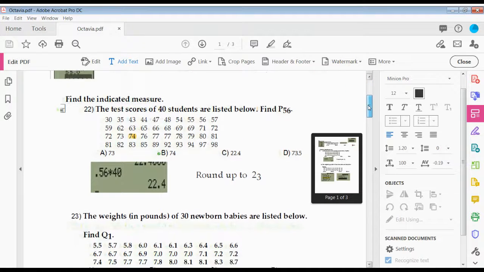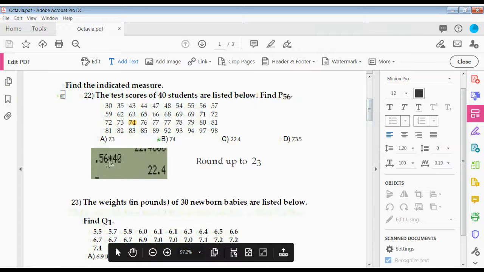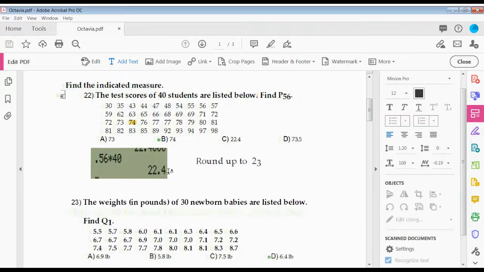Same idea. Number 2, you got 40 students. Find a value that's the percentile 56. All right, so 56 over 100 is 0.56. You multiply times the numbers you have, 40 numbers, and it comes out to be 22.4. The flow chart says whatever the decimal is, you always round up. You round 22.4 up to 23. The number in the 23rd location is the number 74.